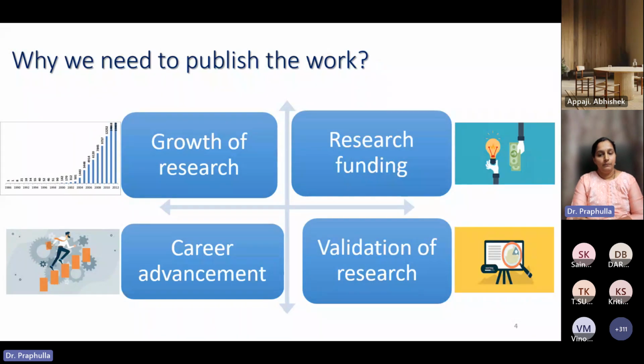Validation of research. When we submit the article, it will go to the reviewers. Reviewers analyze your paper and check whether it is right or wrong, and give certain comments. Because of that, we get to know whether our research is correct or not. If it is correct, it gets published, and then we get some kind of validation out of it. And if you do more and more publications in a particular domain, we will become the expert in that area.